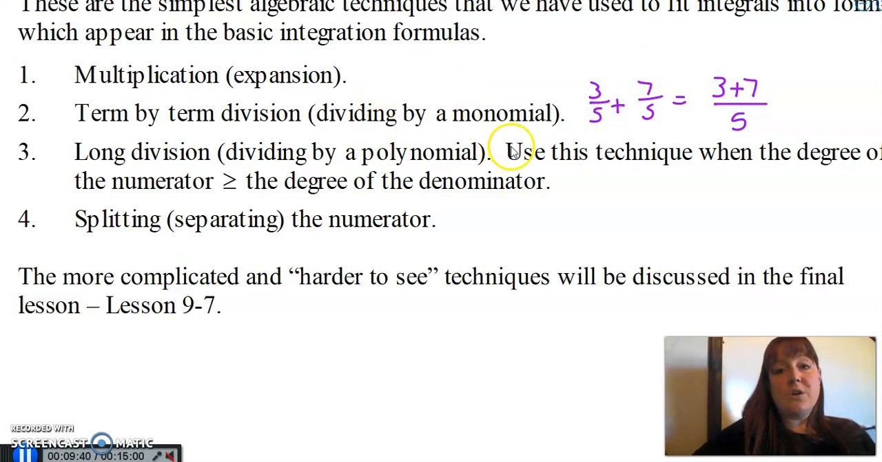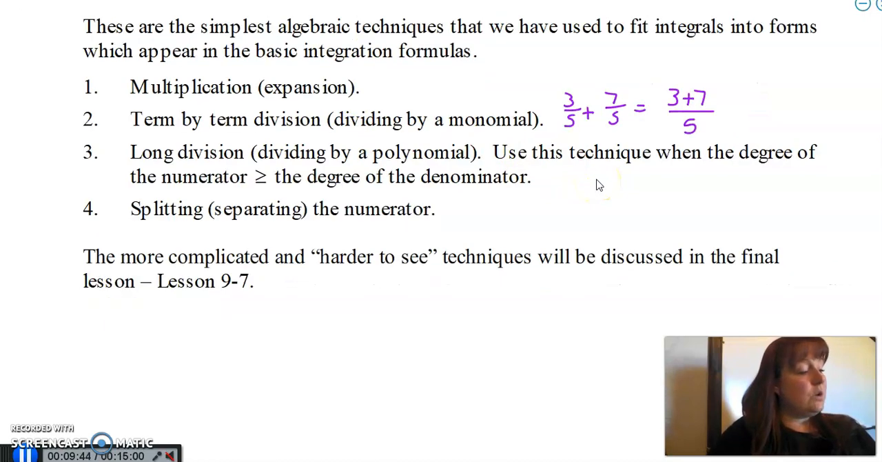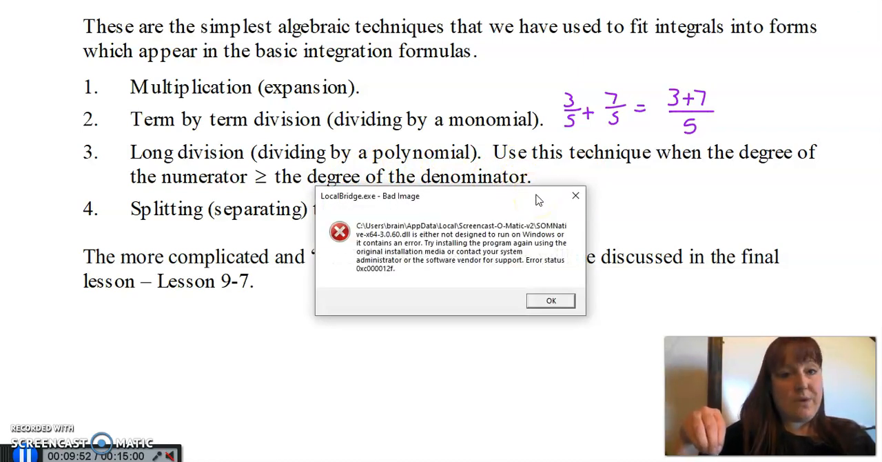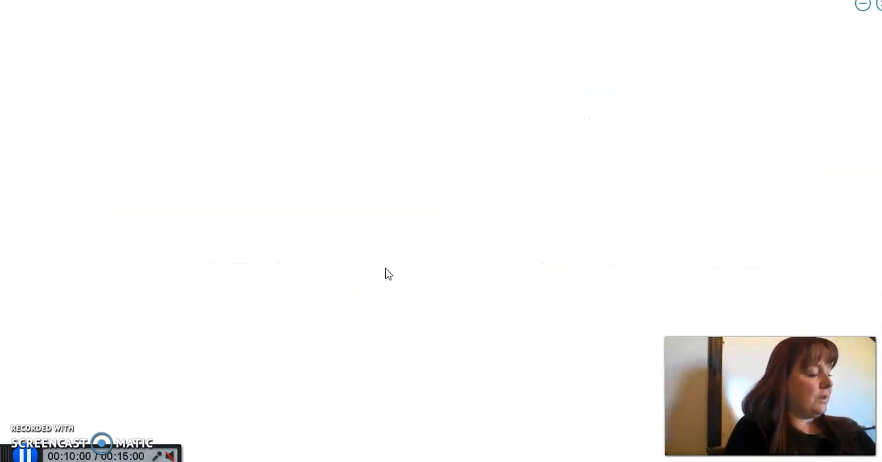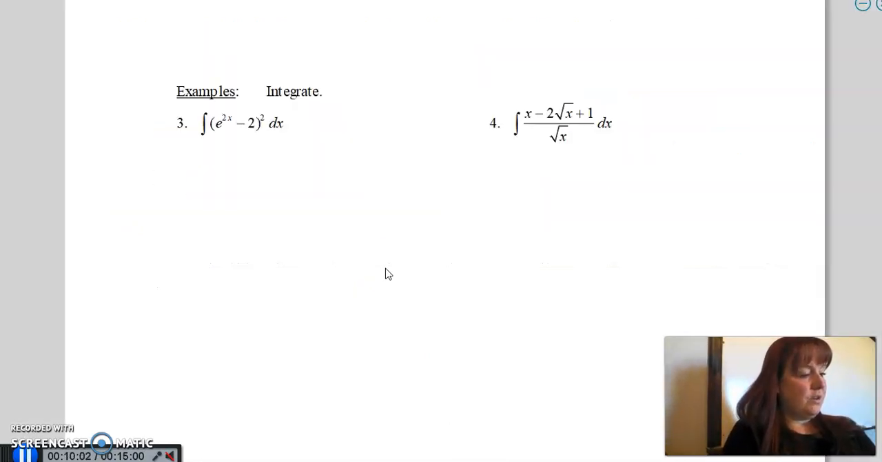Long division is another technique because when the degree of the numerator is equal to or greater than the degree of the denominator, we're going to have to use long division because we can't use U-substitution because we would not be canceling out the right stuff. And then splitting and separating the numerator. All right, and we're going to have some more complicated ones in 9-7. Don't freak out. I know you're all freaking out, so stop.